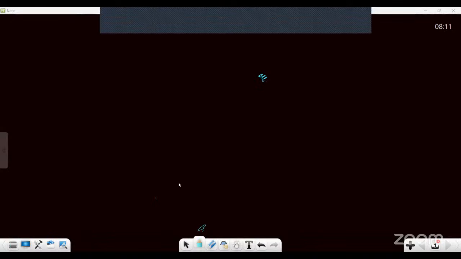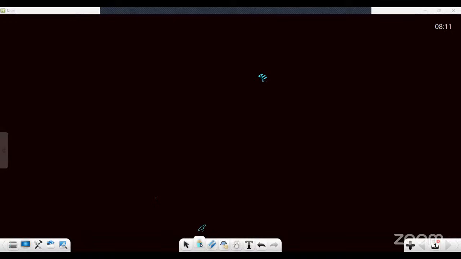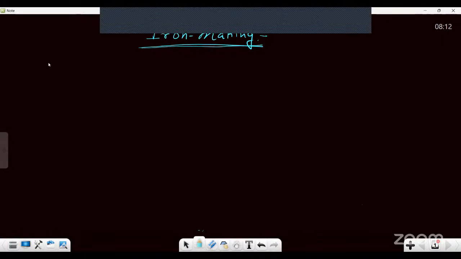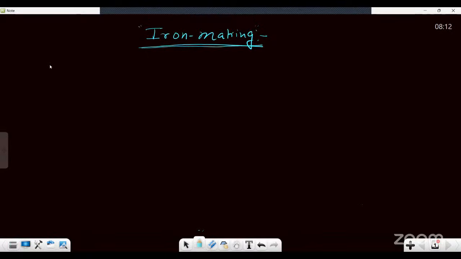Okay, so let us start the class. First and foremost, we need to understand why this subject is important. If I talk about iron making, the iron that we use in our day-to-day life, we do not get in the form that we see. In the ore, it is mostly in the form of hematite. Sometimes magnetite ores are also present. So what we get in the ore is Fe2O3 hematite.